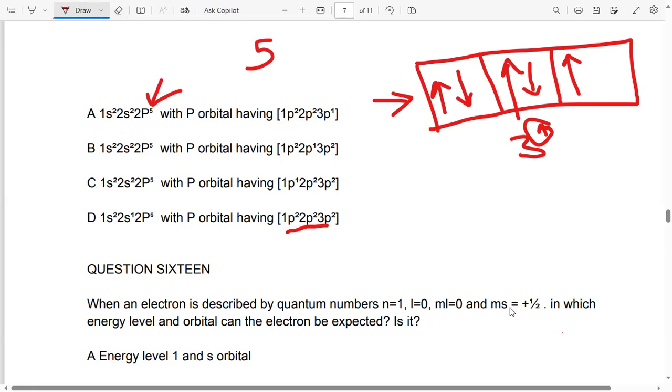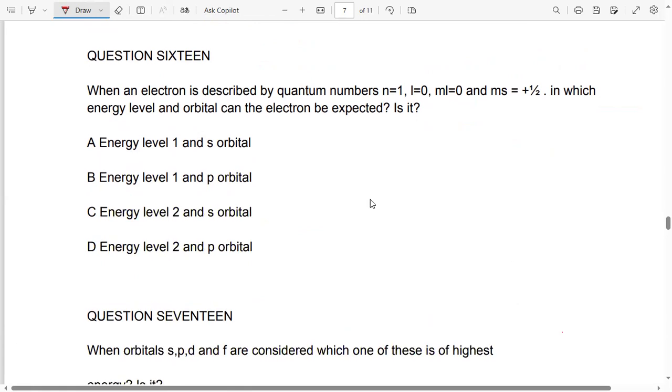Right, so that's number 15. And then number 16 now. They're saying when an electron is described by quantum numbers n equals 1, l equals 0, m_l equals 0, and m_s equals plus 1/2, in which energy level and orbital can the electron be expected to be in?